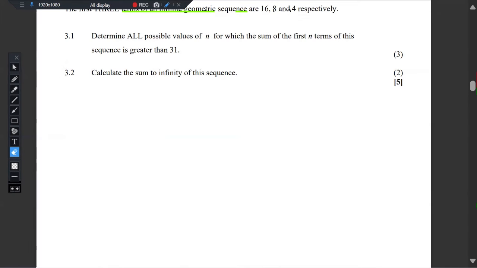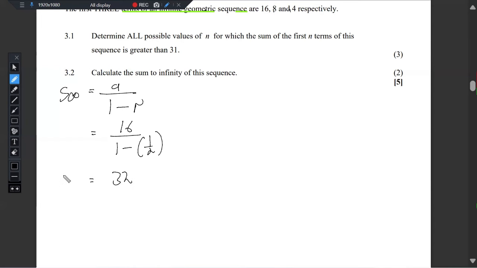3.2 says calculate the sum to infinity of this sequence, right? So the sum to infinity is equal to a over 1 minus r. Our a is 16, and r is 1 over 2 as we calculated. All you have to do is punch this into your calculator, and you get 32. So your sum to infinity becomes 32, right? Correct substitution and the correct answer earns you 2 marks.